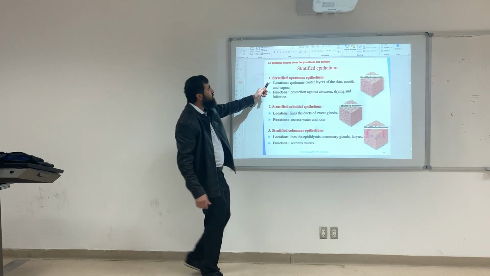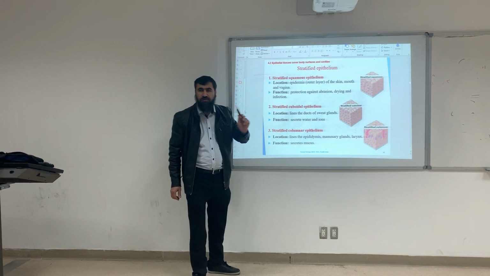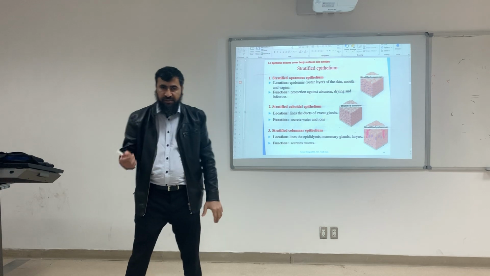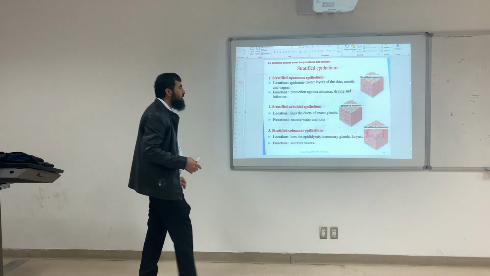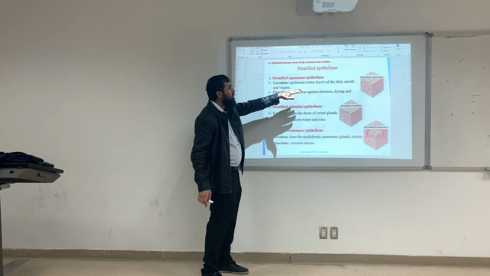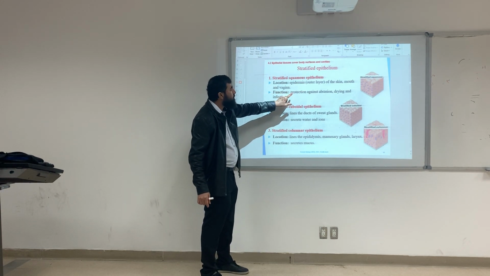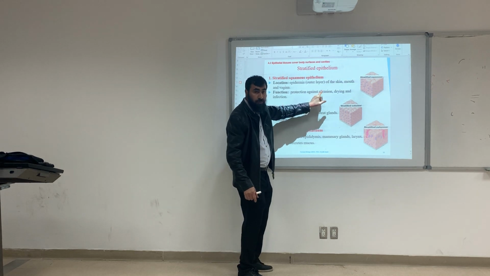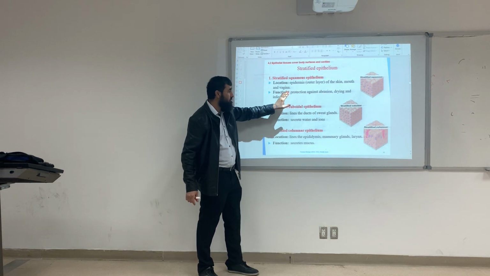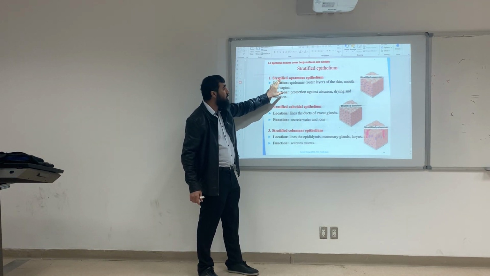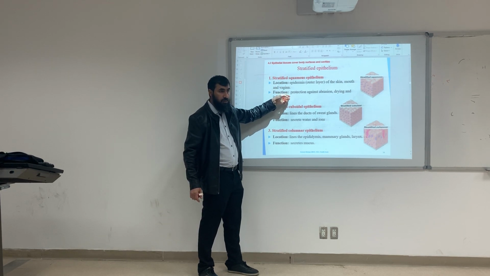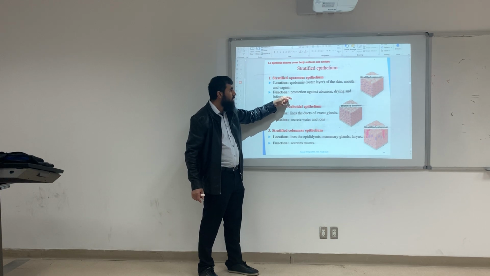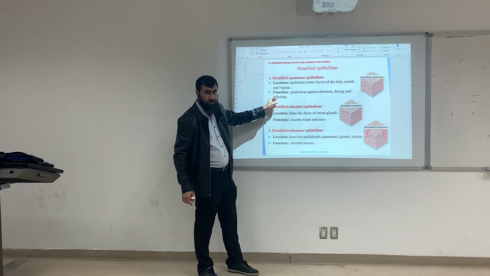So, stratified squamous, where do you find it? Skin. In the mouth, and we find it in the vagina. The function is protection against abrasion. Remember, it's very important to know this function of stratified squamous epithelium: protection against abrasion, drying and infection. Make sure you know that.